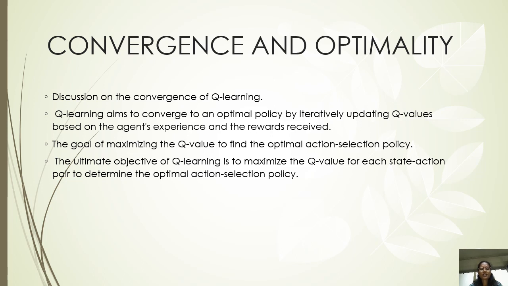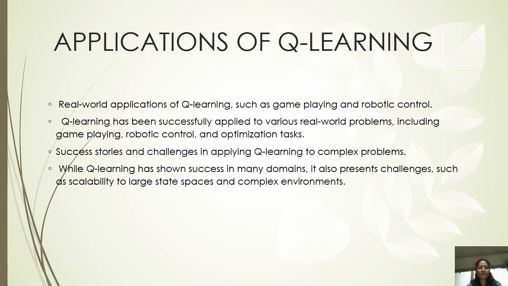In the convergence, we iteratively update the Q values based on the agent's experience and the rewards received. Then in the optimality, the ultimate objective of Q-learning is to maximize the Q value for each state-action pair to determine the optimal action selection policy.